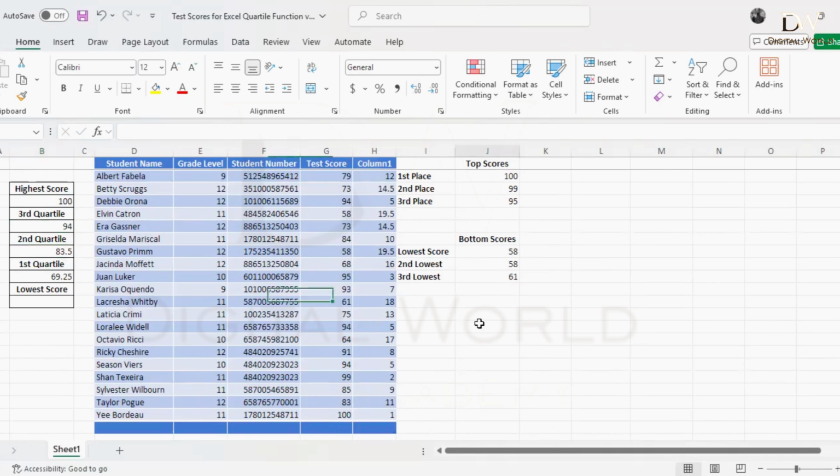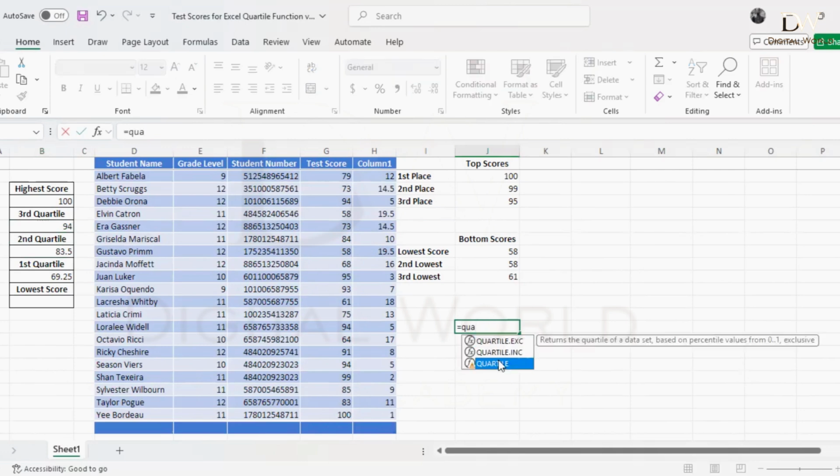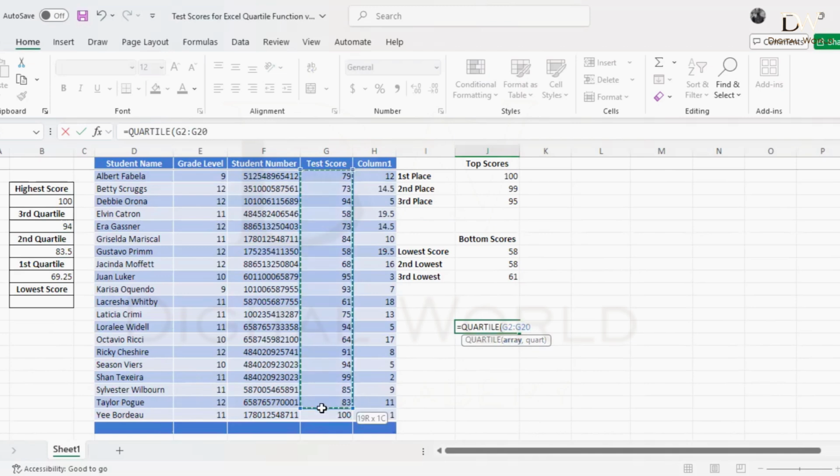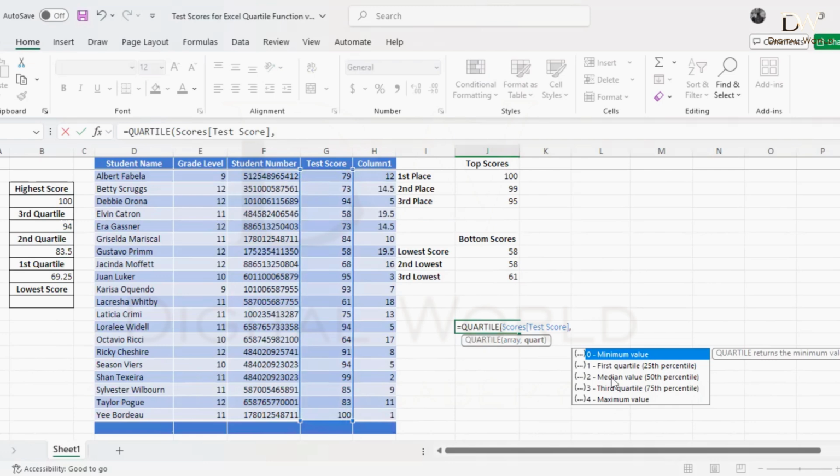So that's it with QUARTILE.EXC. Now QUARTILE in itself, let me show you. It's still the same thing actually, very similar, not much difference. This one just adds the minimum value and maximum value. If you are interested in knowing the minimum value in your test score or results or array, you can know that, and you can also know your maximum value. That's the big difference.